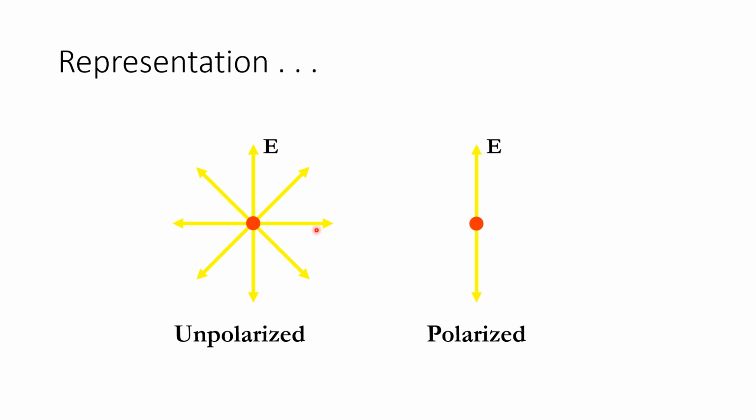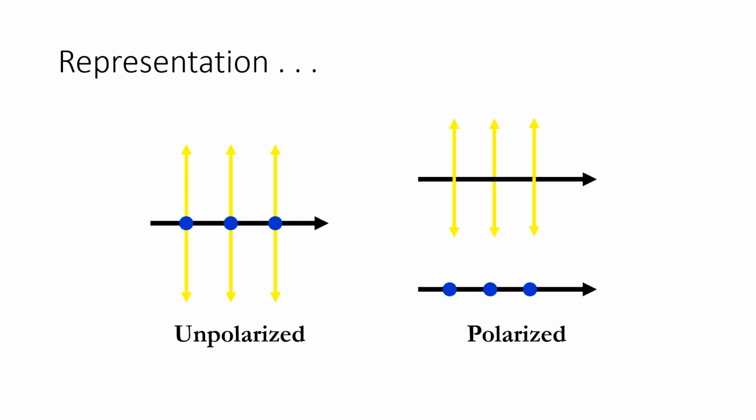This is the symbolic representation of unpolarized light and polarized light. See, this is unpolarized light. This unpolarized light is represented like this. The electric field vector, light vector, vibrating in all possible directions, whereas in polarized light, this is the only direction where the vibrations are taking place.